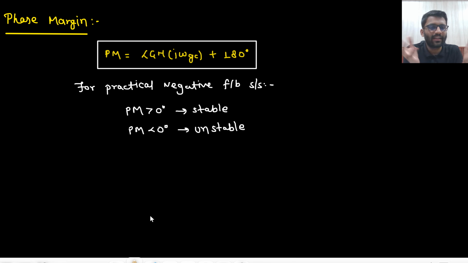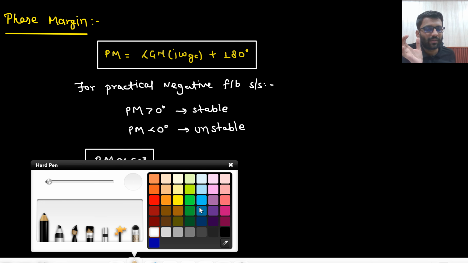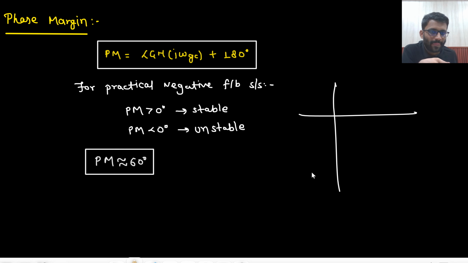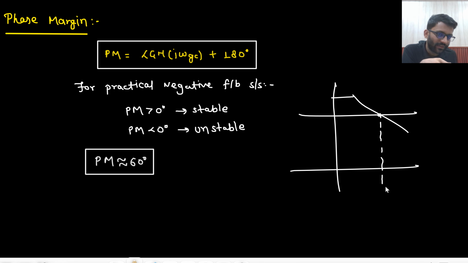And as a designer, how much phase margin will I keep? As a designer, I will try to keep 60 degree phase margin. Once you go into the industry, it depends on the requirement of the project. But if I am designing an amplifier, I will try to keep 60 degree phase margin. That means at minus 120 degree only, I should have the gain 1. This angle should be minus 120 degree. Here in the phase plot, this was the angle plot.